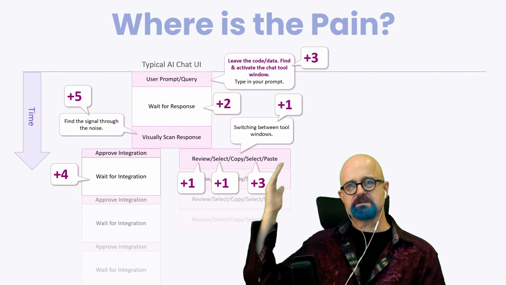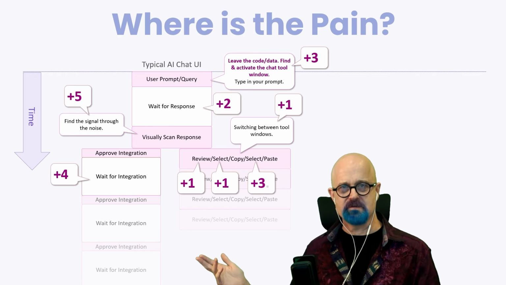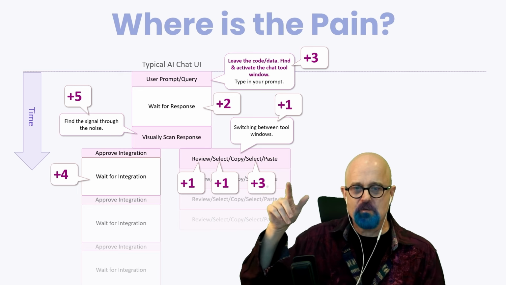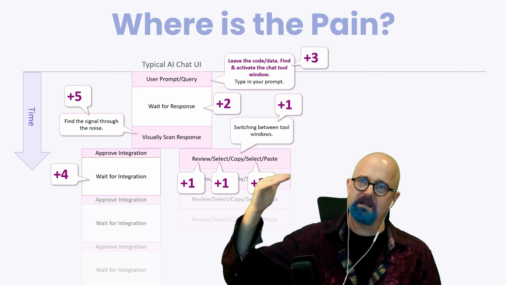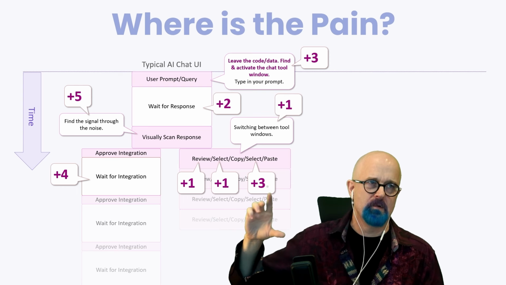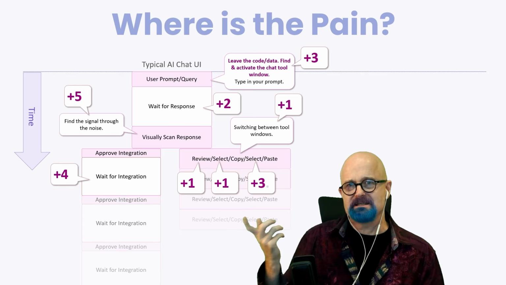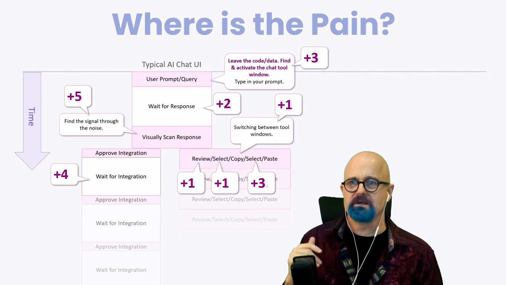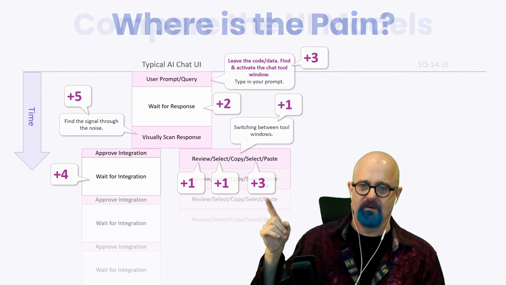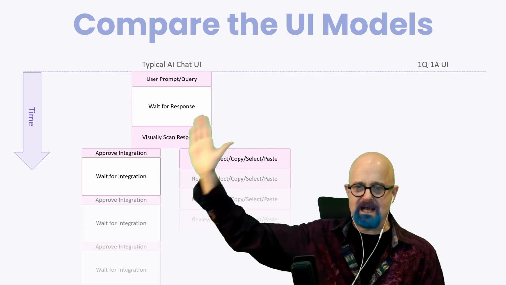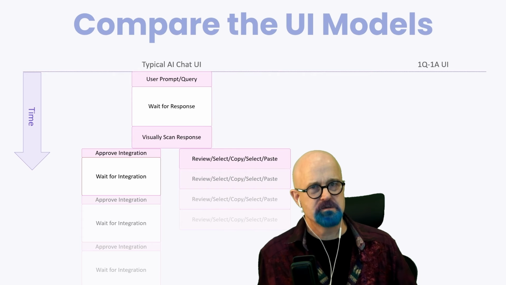Selecting back on the other side. So I switch the tool window back to the other side. Maybe that's another +1. And I have to now go find the right code to remove or the position to insert the data, whatever I'm doing. I need to find it, select it, move the insertion point to the right spot. That's painful. Now, if we compare the models, that's the typical AI chat user interface.